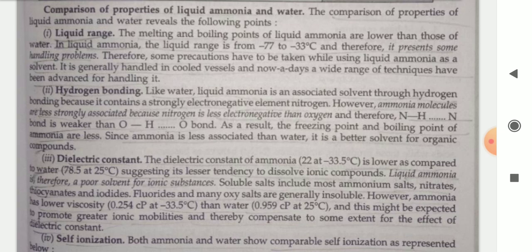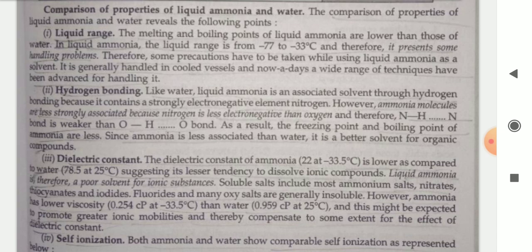78.5 at 25 degrees Celsius, suggesting its lesser tendency to dissolve ionic compounds. Liquid ammonia is therefore a poor solvent for ionic substances. Soluble salts include most ammonium salts, nitrate, thiocyanate, and iodide. Fluoride and most oxalates are generally insoluble. However, ammonia has lower viscosity than water, and this might be expected to promote greater ionic mobility and thereby compensate to some extent for the effect of dielectric constant.